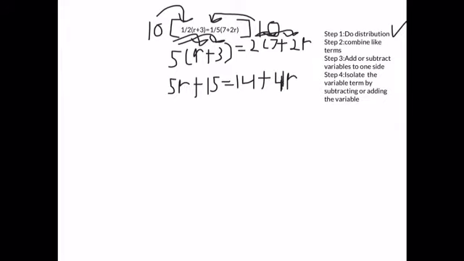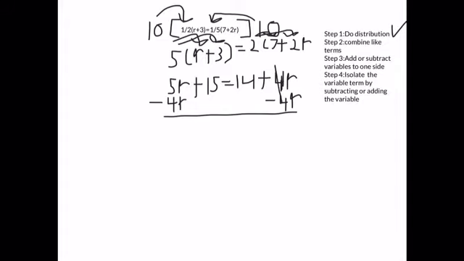Then next, we will subtract 4r, or subtract the 4r variable so that only one side has a variable, so we'll subtract 4r from this side. And then to balance it out, we need to subtract 4r from the other side.